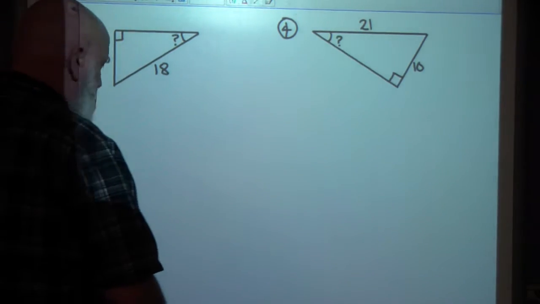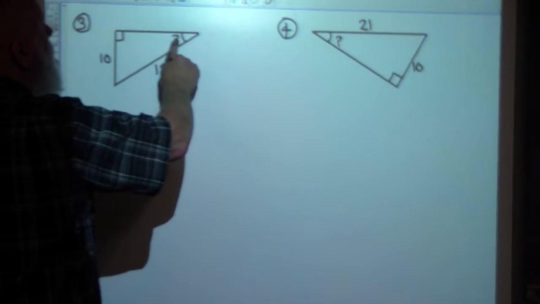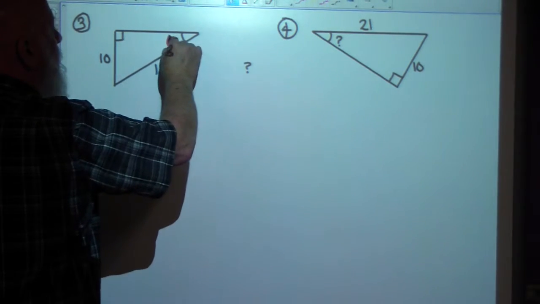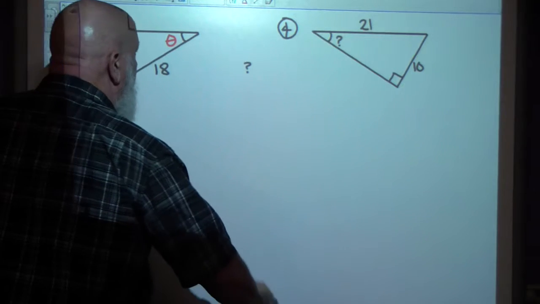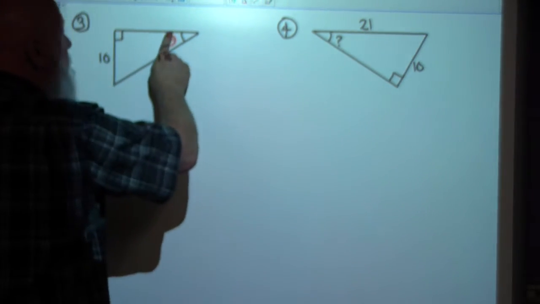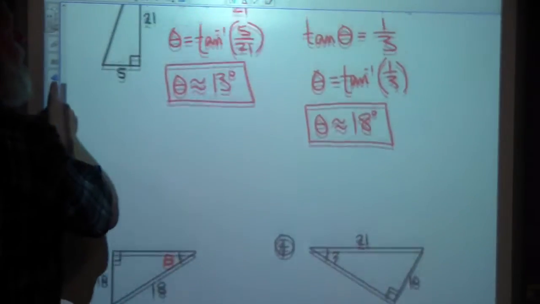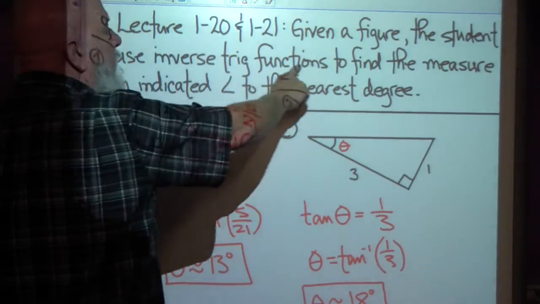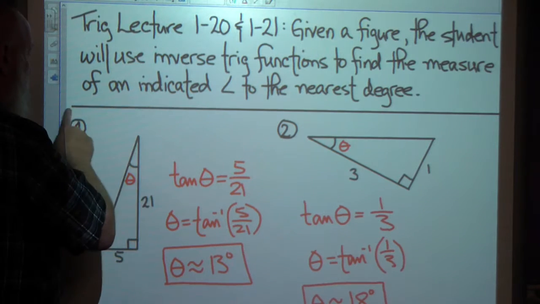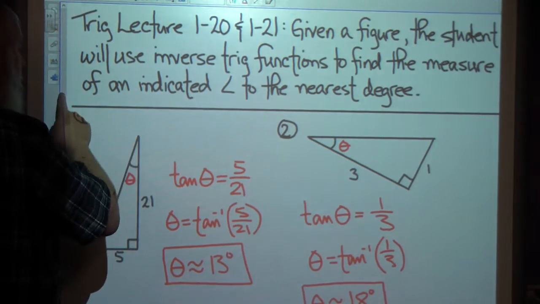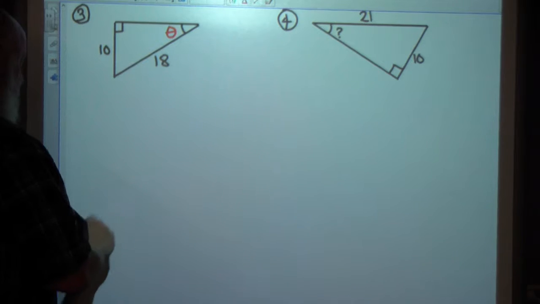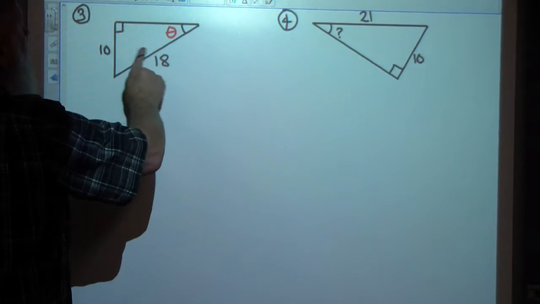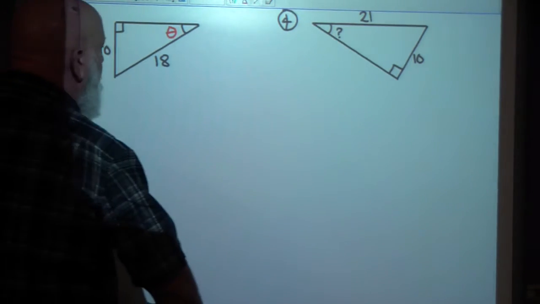Got another one. That's a triangle. I'm looking for this angle right here. I'm going to call it theta just because I like to. That's my indicated angle. That's what this means up here. Given a figure, the student will use the inverse trig function to find the measure of an indicated angle, that's the one with the question mark, to the nearest degree. So it's indicated by a question mark. Now which trig function am I going to use? Well, I'm given the opposite and the hypotenuse, so I'm going to use the sine function this time.